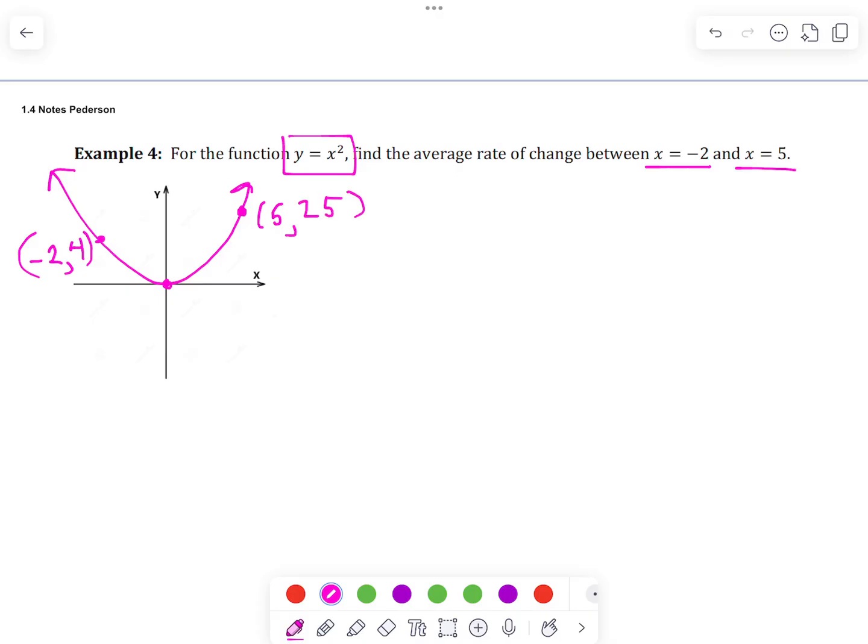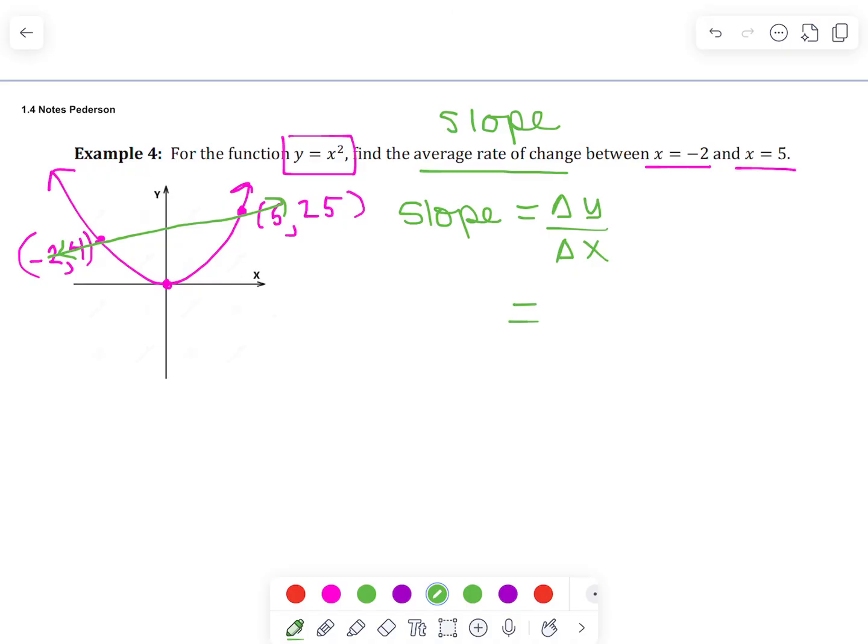Now the average rate of change represents the slope. So we want to find the slope between those 2 points. So essentially, we just find the change of y over the change of x between those 2 ordered pairs. So 25 minus 4 over 5 minus -2, which is 21 over 7, which is 3.